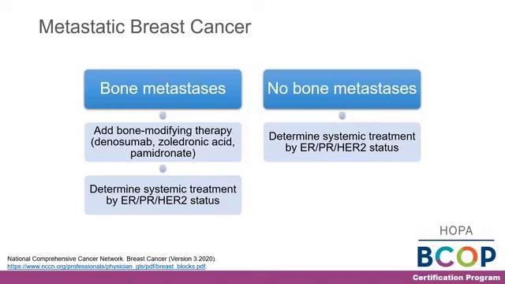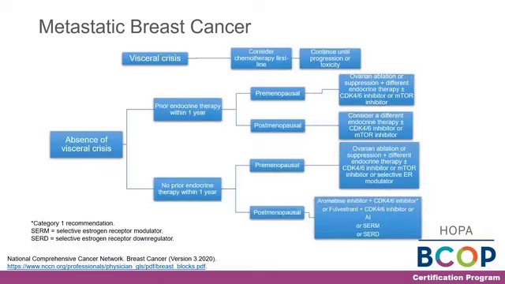And then we need to determine what their systemic treatment will be based on their ER/PR or HER2 status, as well as their symptoms at time of diagnosis, which I'll talk to you about on the next slide. If the patient does not have any bone metastases, the next step would be to determine systemic treatment based on biomarker status, like I said before.